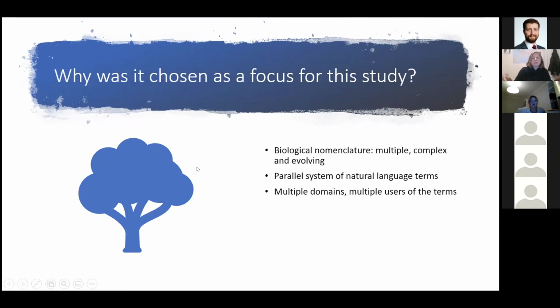And so why did I choose this as a focus for the study? As I was saying, the nomenclature is multiple, complex and evolving, and you've got this parallel system of natural language terms. And not only that, but the biological nomenclature and the natural language terms are used in many different domains. You have many different users who have many different needs, perspectives and objectives when they're using these terms, and so that also brings in another level of complexity.